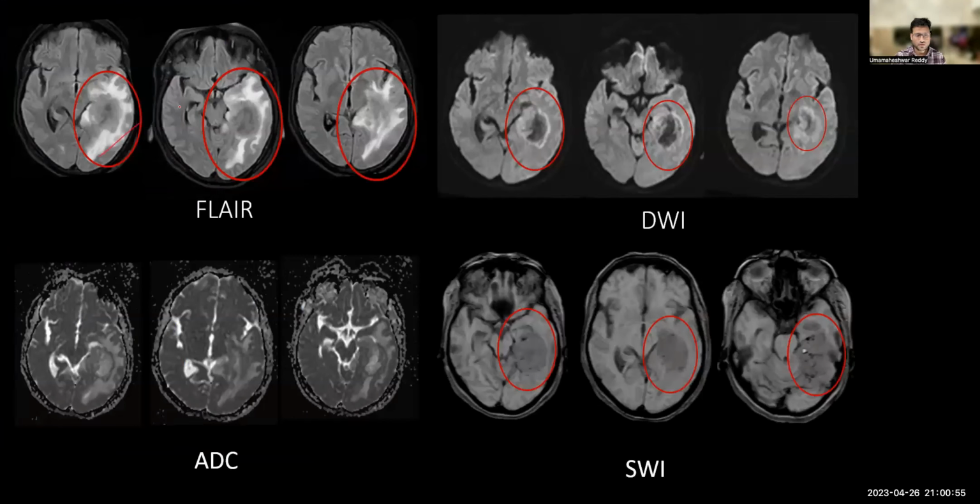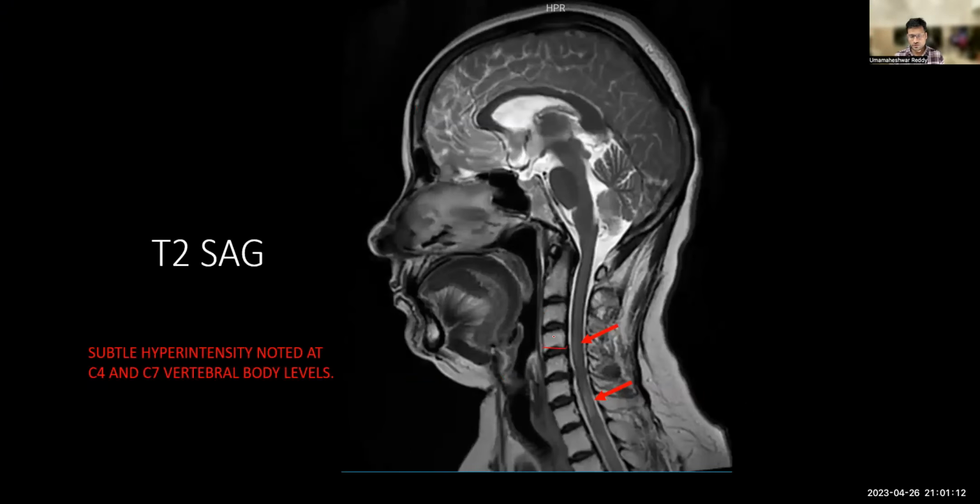So this is the FLAIR, this is the lesion. You're able to appreciate this peripheral rim of diffusion restriction, ADC high correlate is seen. And on susceptibility weighted imaging, there are very few areas of punctate hemorrhages which are seen. So these are the hyperintense areas which I was talking about.